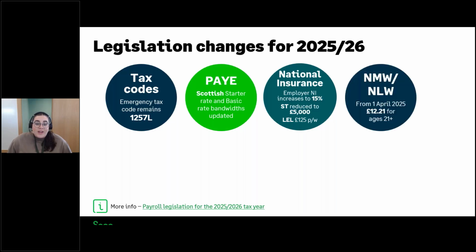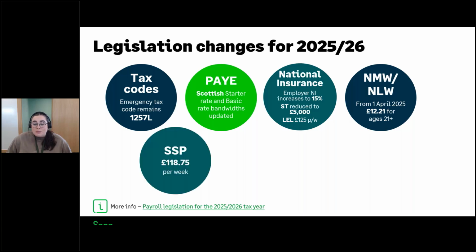The national minimum wage and national living wage will also increase with effect from the 1st of April, so today. That's going to go up to £12.21 per hour for ages 21 plus. There are also increases to the rates for the younger brackets too, which you can check in the legislation settings of payroll. Everything is in there, including all of these changes.